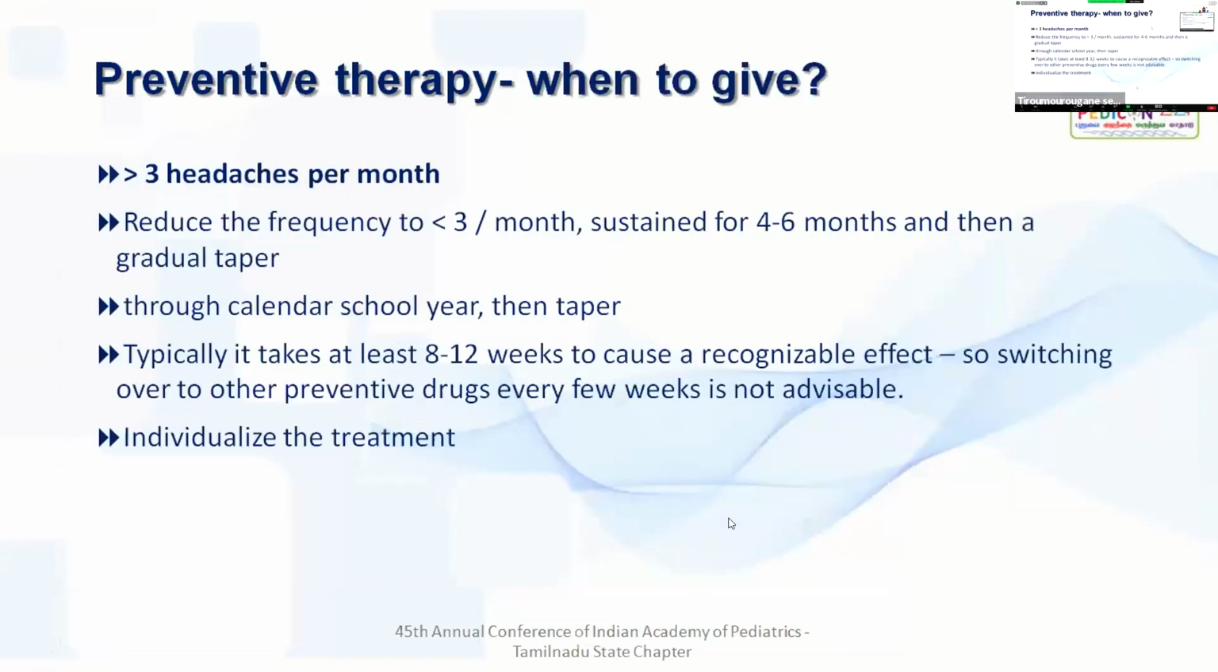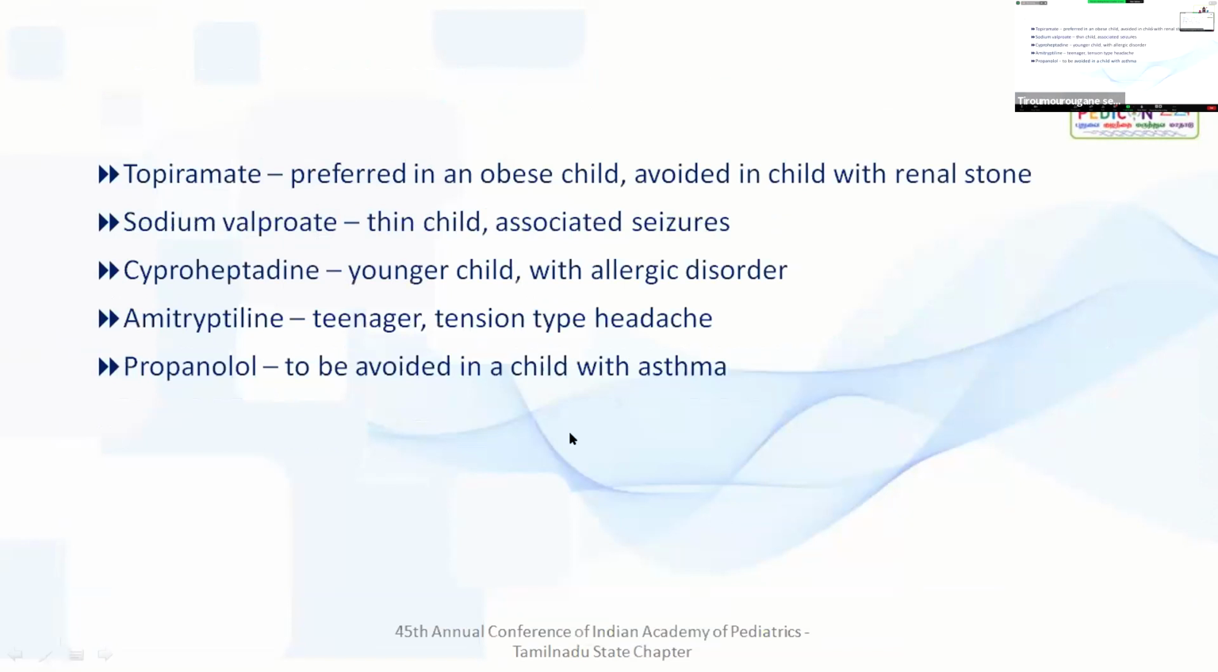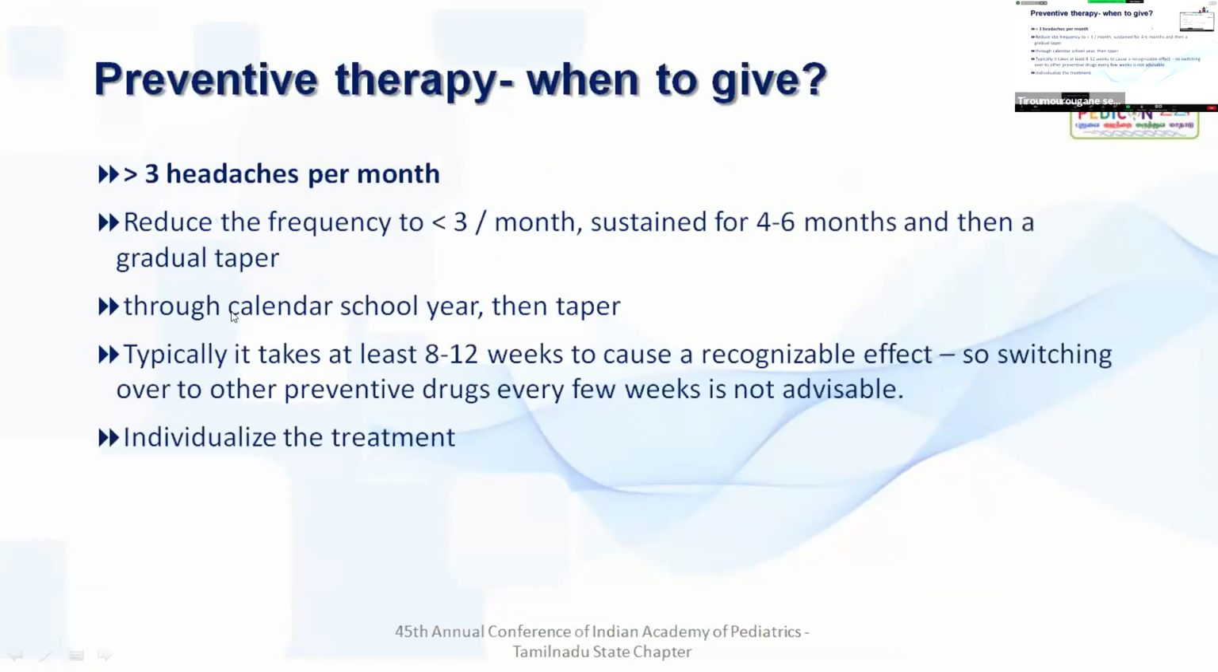So when to give the preventive therapy? When the headaches are more than 3 episodes per month, preventive therapy is indicated. The strategy is to reduce the frequency to less than 3 per month and sustain it for 4 to 6 months, and then a gradual taper. Usually, these drugs are given throughout the school year, and during the annual holidays they are tapered and stopped. One should also remember that it typically takes at least 2 to 3 months to cause a recognizable effect, so switching over to other preventive drugs every few weeks is not advisable.